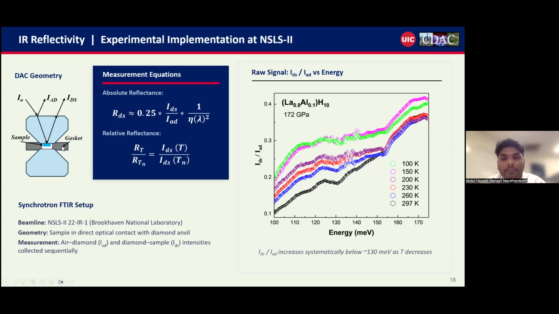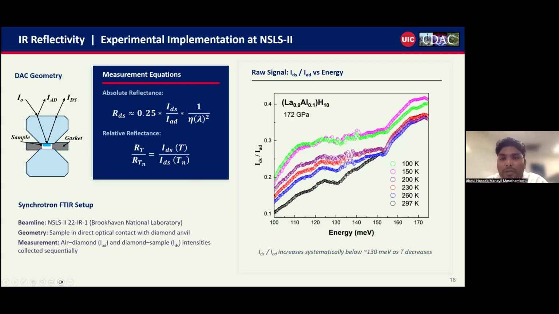This is the intensity reflected from the diamond and the sample surface. This signal carries the information about the sample. So taking the ratio IDS over IAD cancels common factors like source intensity and detector efficiency, and with a diamond refractive index of 2.42, we can extract the absolute reflectance of the sample.